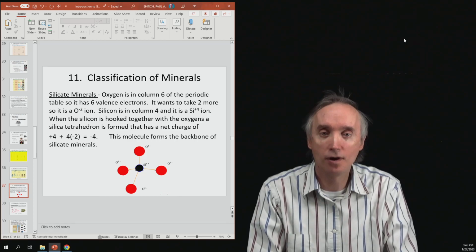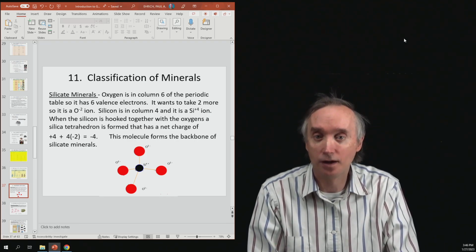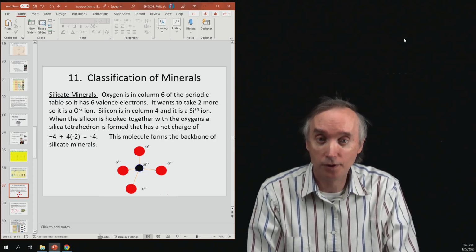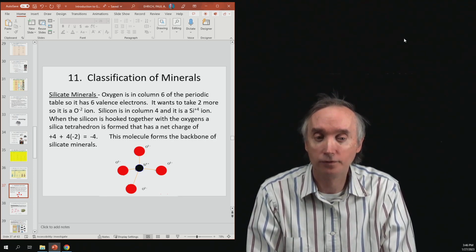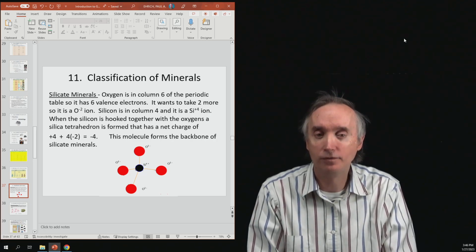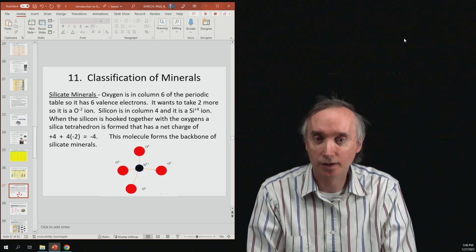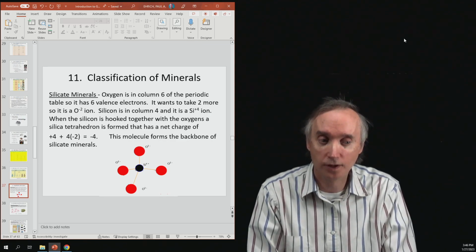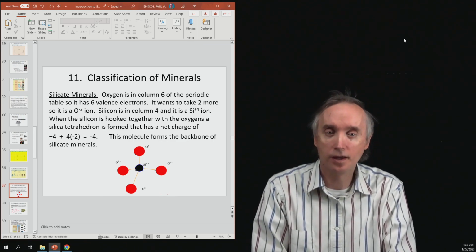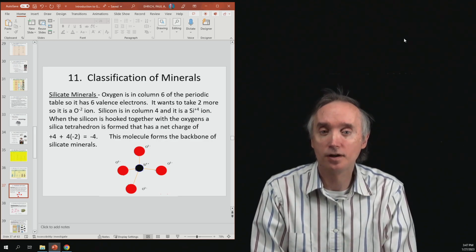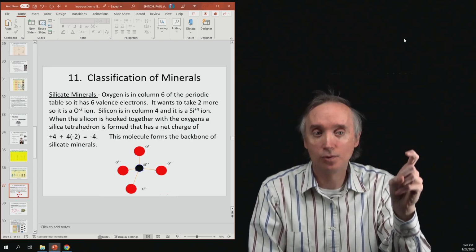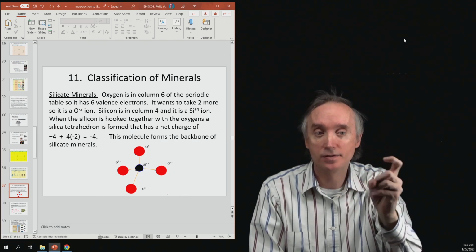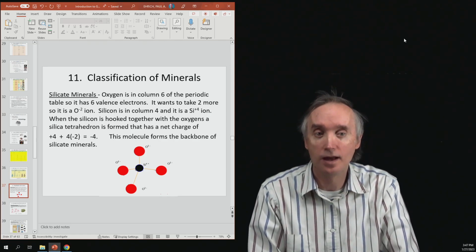And so let's look at the property of silicon and the property of oxygen on the periodic table. If you recall, silicon is in column number 4. So what does that mean? How many valence electrons does silicon have? Okay, it's going to have 4. Now you can think of those 4 electrons that silicon has as being like hooks, and each one of those electrons has the ability to hook onto a different atom.